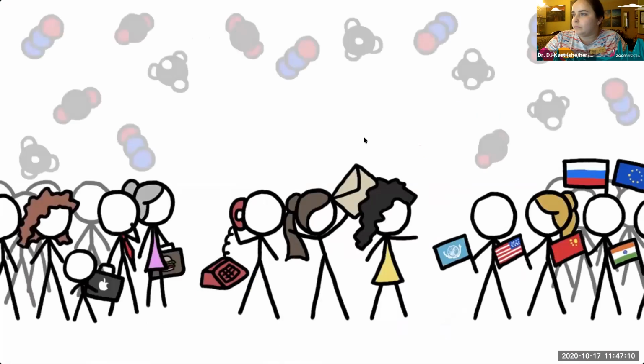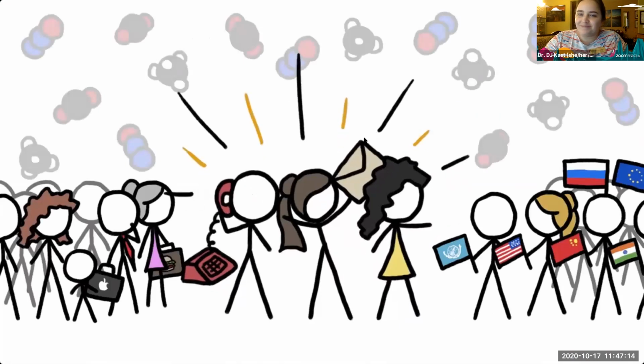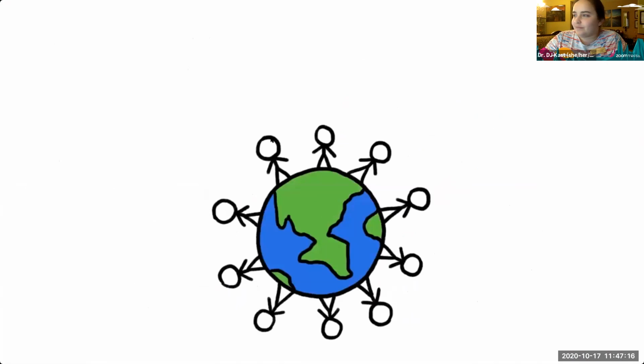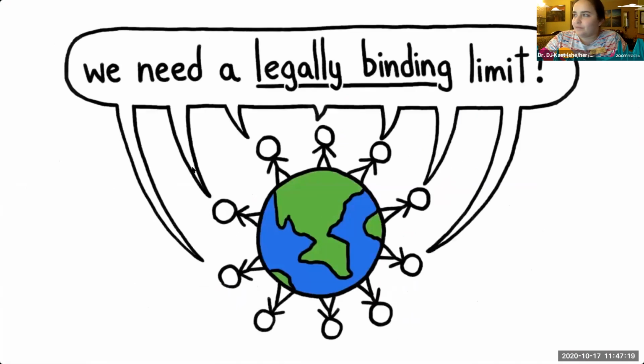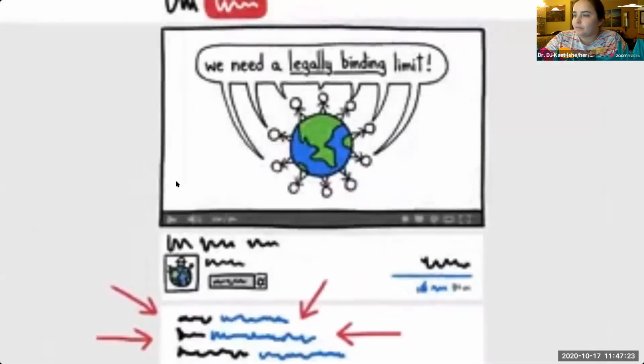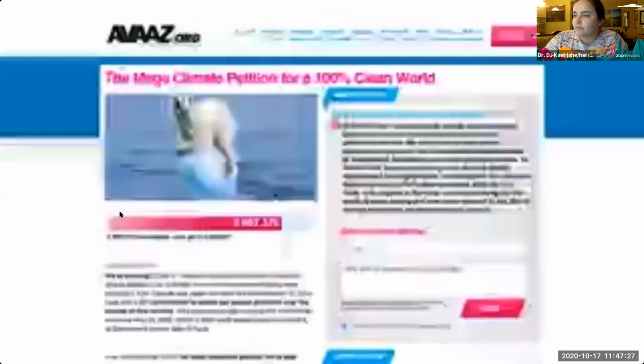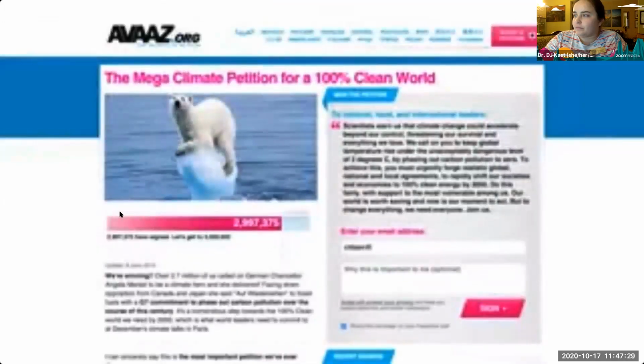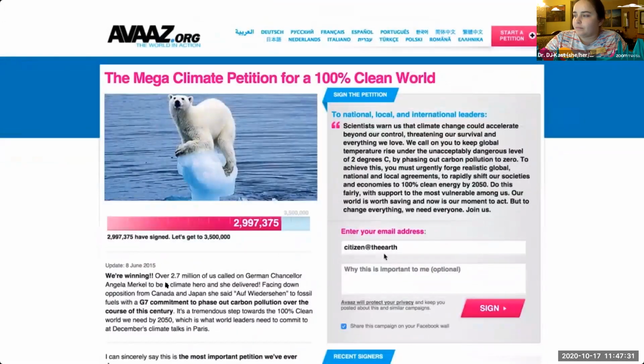Since these gases are invisible, we need to make ourselves as visible as possible so that the leaders of Earth can see that we, its citizens, want our nations to agree to a legally binding limit on greenhouse gas emissions. To make that easier, we put links in the video description to help you find your representative's contact information. And at the very least, you can add your name to the mega climate petition for a 100% clean world.